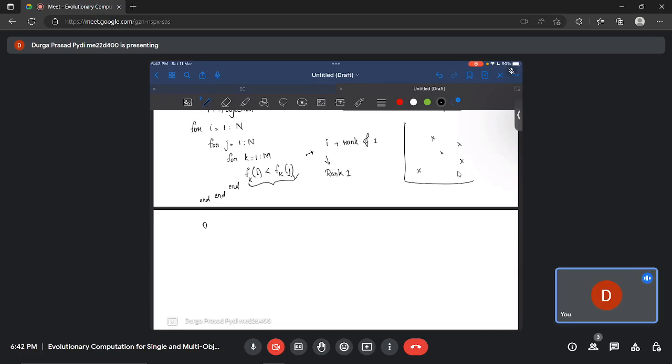In the worst case scenario, the order of this particular algorithm for finding rank 1, the first front, is m n square. Now if you want to find the second front, you have to do it again. So if you follow this particular approach, this will be order of m n cube. But the actual implementation of the NSGA algorithm has another algorithm which solves this problem in m n square.